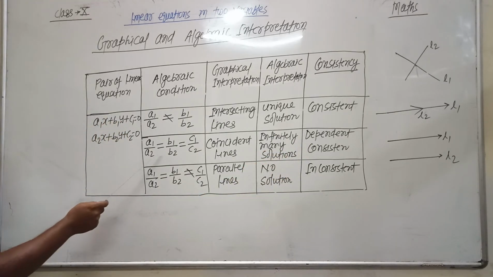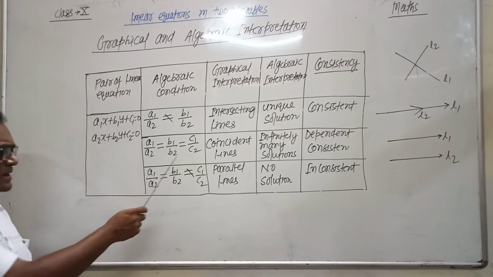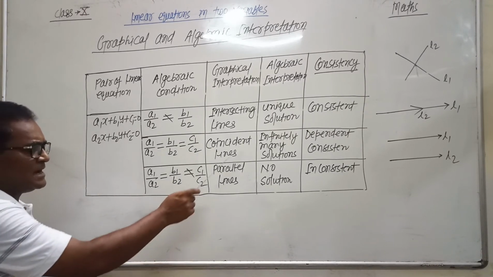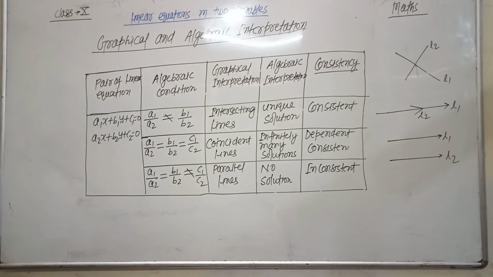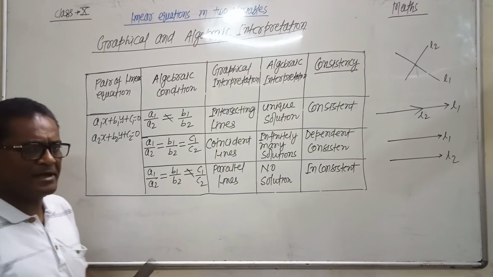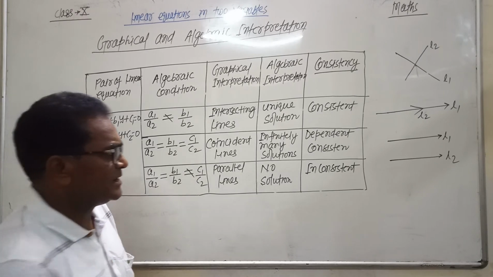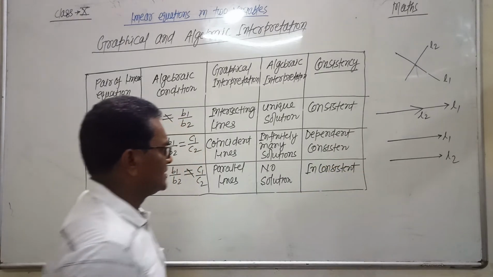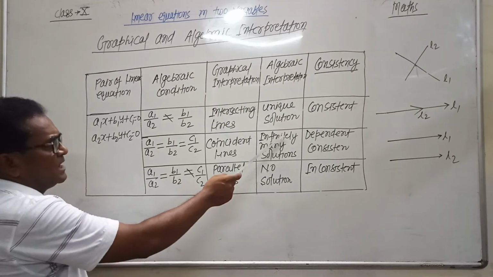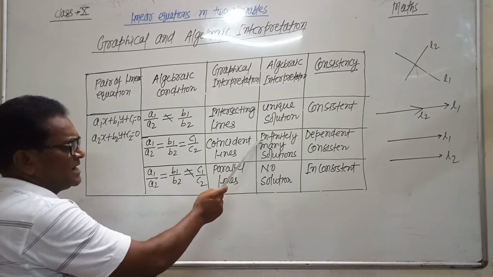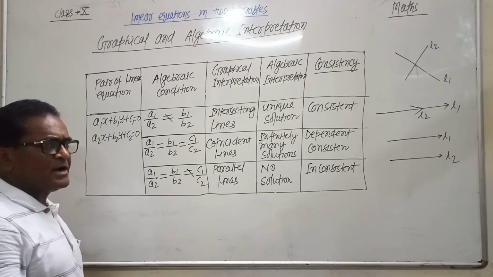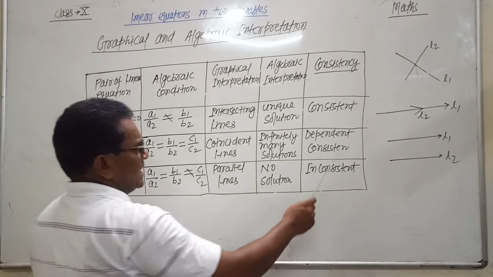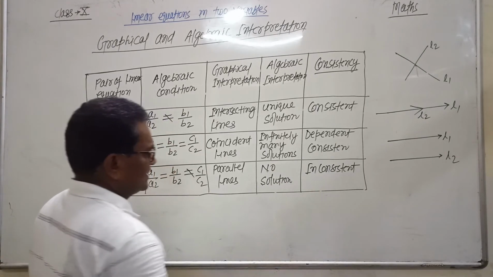If the condition a1 by a2 equals b1 by b2 equals c1 by c2 arises, it means the lines are coincident, meaning one line lies on the other line. This is called coincident. And algebraically, it has infinitely many solutions. Every point is a solution, and it is called dependent consistent.